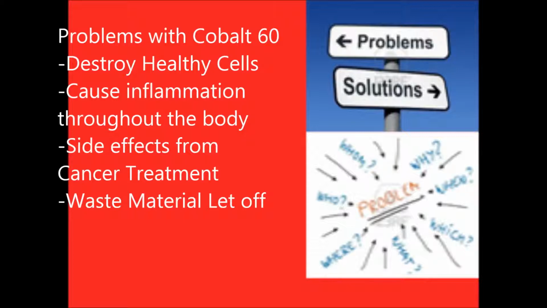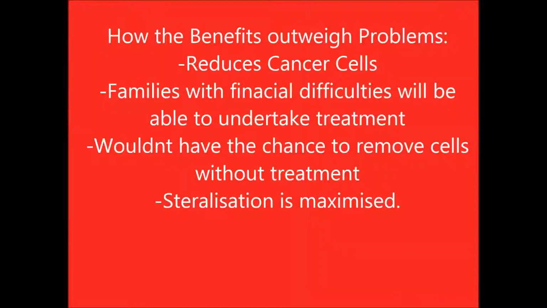The final problems associated with cobalt-60 include the radioactive waste material that is let off whilst producing cobalt-60, and a regular health check is required when cobalt-60 is in use. There is no hesitation that the benefits of cobalt-60 outweigh the problems associated with this radioisotope. Although cobalt-60 doesn't guarantee the removal of a brain tumor, it reduces the cancerous cells. Without cobalt-60, we wouldn't have been given the opportunity to remove most of these cells.